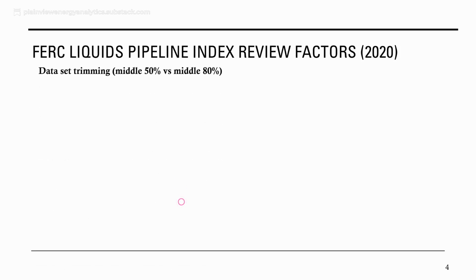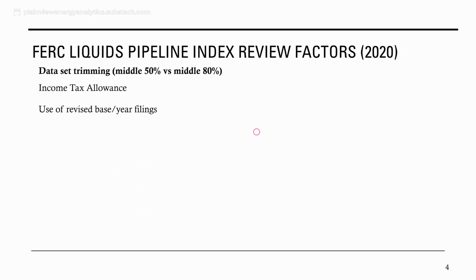So I think it's interesting. Not interesting, let's say it's imperative, if we're going to talk about the upcoming review of the FERC index, to talk about the issues that they've had with the 2020 index. So the big one, and the one we'll talk about here today, is the data set trimming, whether to use the middle 50% of pipelines or the middle 80% of pipelines. It was a big issue in 2020. It's probably going to be a big issue for this one. So we'll talk about that a lot.